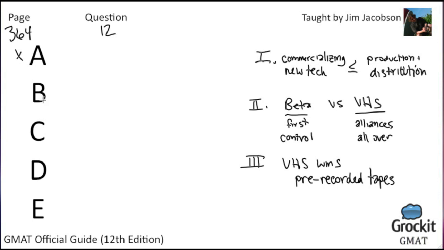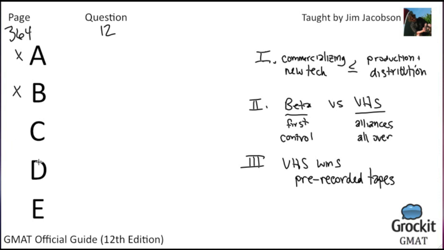B, tracing the impact of a new technology by narrating a sequence of events. There are some events that happen, Beta did this, and VHS did this, but it's definitely not about the impact of the technology. This isn't talking about how people stopped going to the theater because they could watch pre-recorded tapes at home or anything like that. So it's not tracing the impact of a new technology.